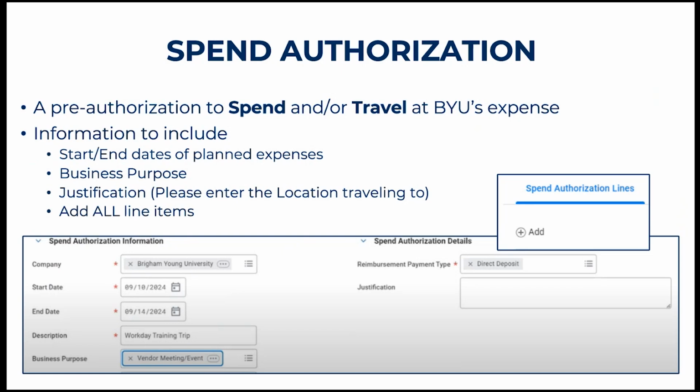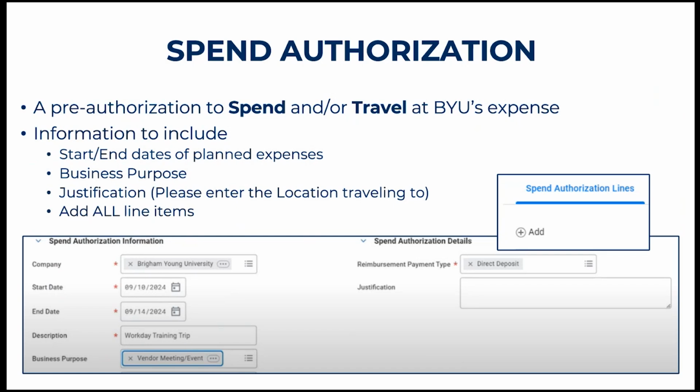Your business purpose will be from a list that you can choose from. Most of the time, what we're going to choose is a vendor meeting or an event. They do have some other items in there, but that one's going to be our frequent usage. Then the reimbursement payment type will auto-populate as direct deposit, if that's the way you've got it set up. And the last thing we need to do is, in the justification, put in the location that you are traveling to.